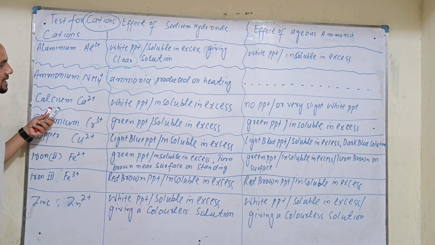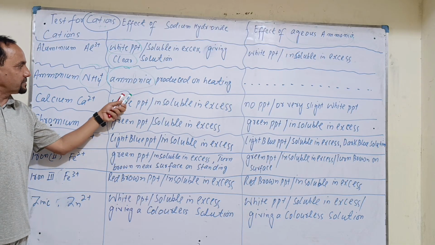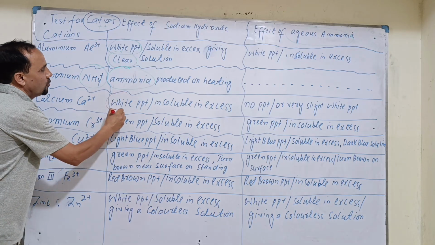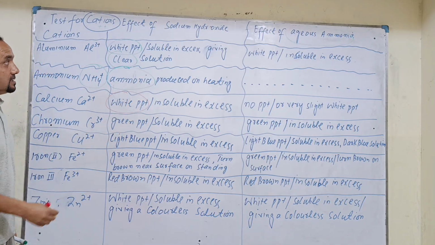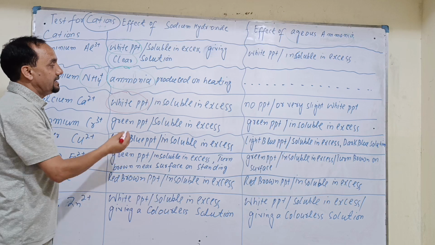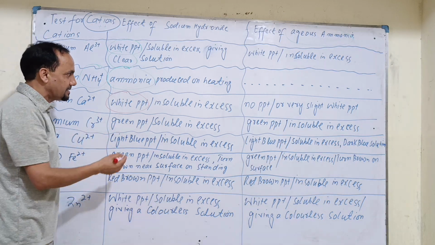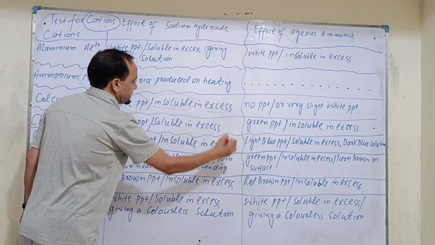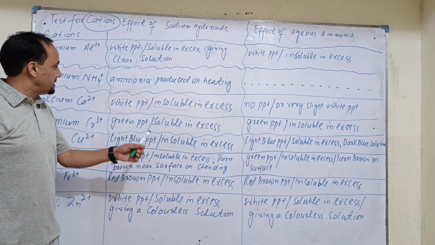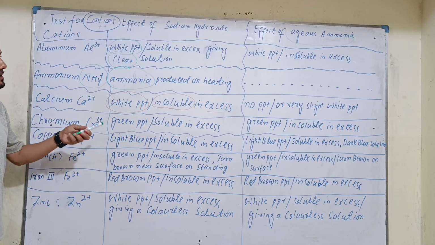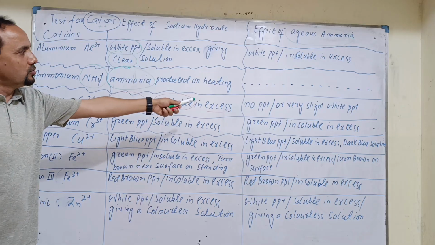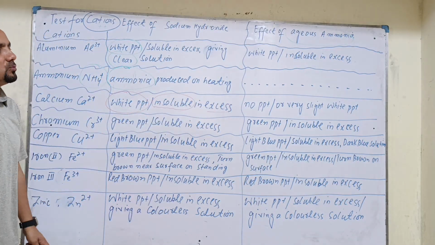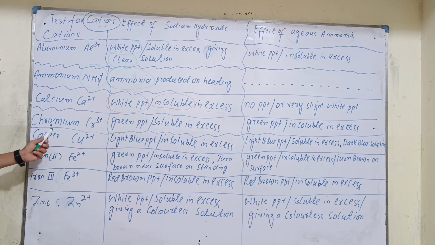Third one is calcium ion. When a few drops of sodium hydroxide are added, what will be formed? White precipitate. When sodium hydroxide is added in excess, it will remain insoluble in excess. And if ammonia is added to calcium ion, what can be formed? No precipitate, or you can say very light white precipitate.